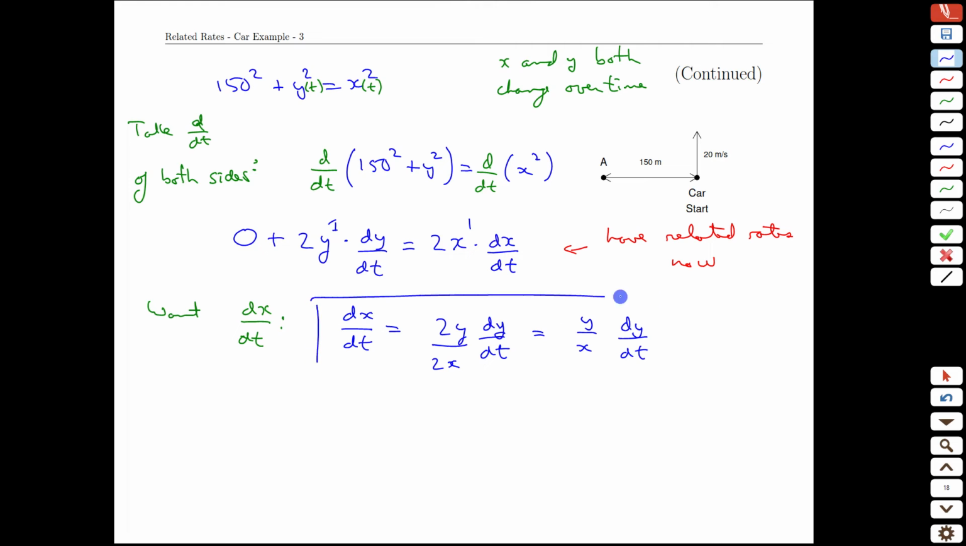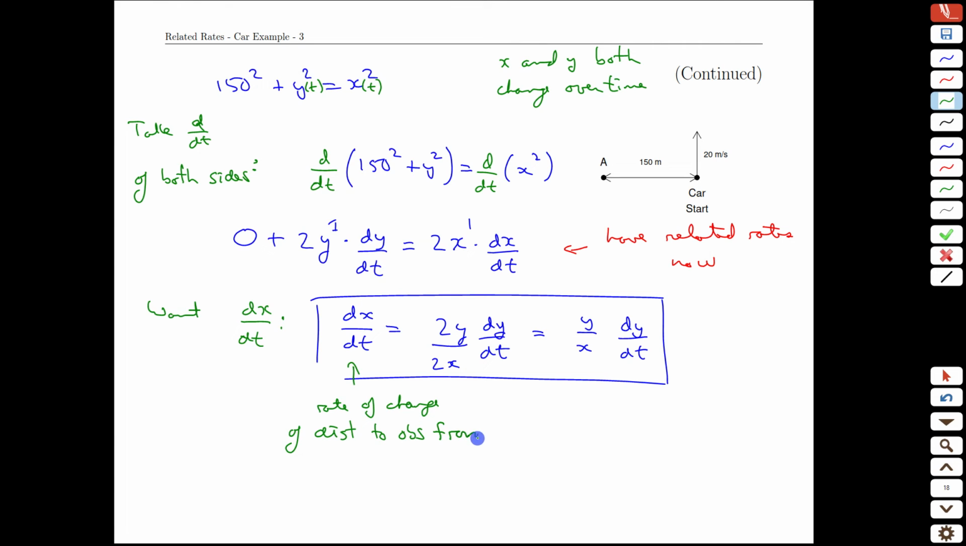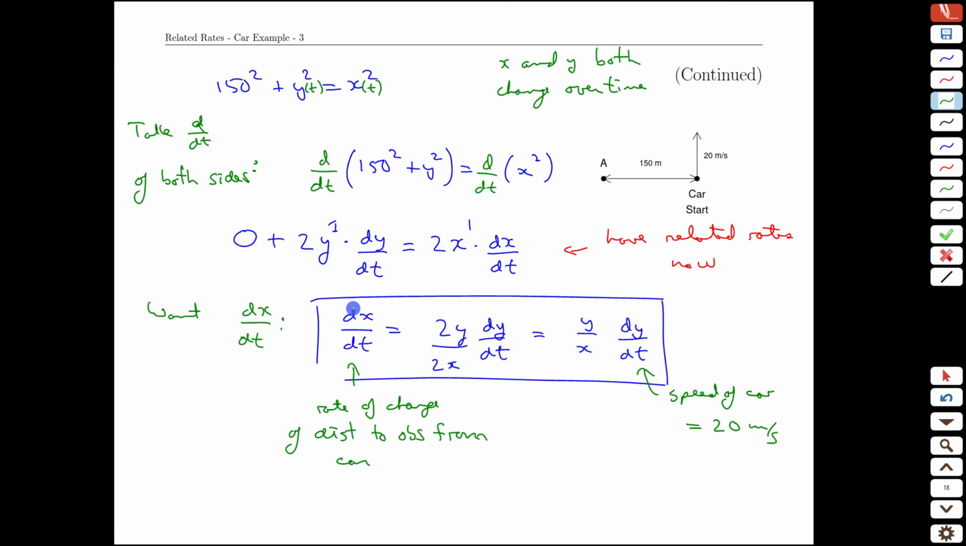And that gives us the rate of change of the distance to the observer, derivative of x with respect to time, and x was the distance to the observer from the car, and dy dt was the speed of the car. And that we actually knew, which was 20 meters per second. All right, we're almost there. In fact, we're looking for this value here. We have dy dt. We just have to go back to the question to fill in some other ingredients here.